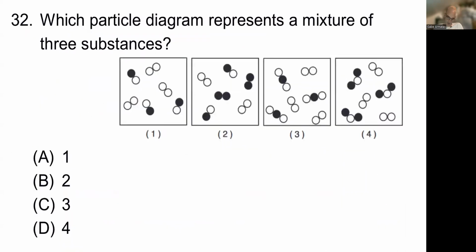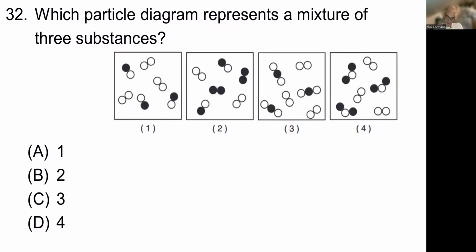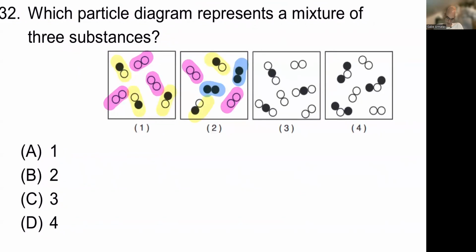All right. Which particle diagram represents a mixture of three substances? I'm going to highlight them. So black, white, black, white, black, white. Okay, there's one compound there. The pink one there is an element. There's only two pure substances in that one, so that's not right. Element, element. The two black ones count as elements as well. And this is a compound. So right there, that looks like three things, three substances.